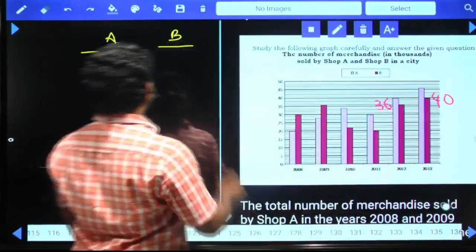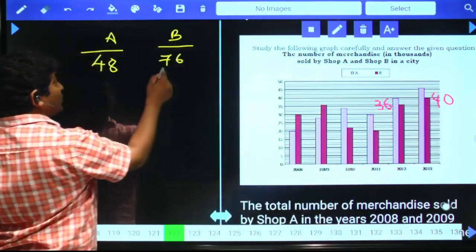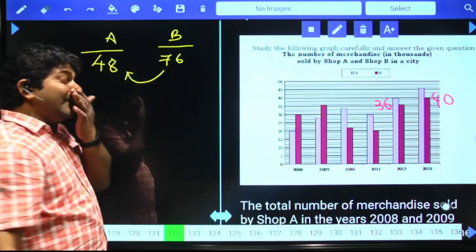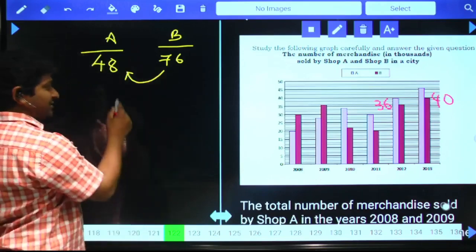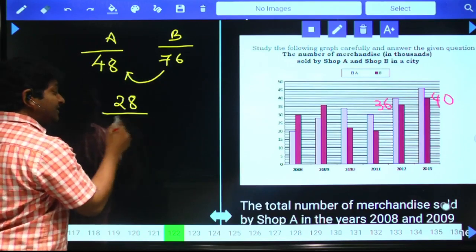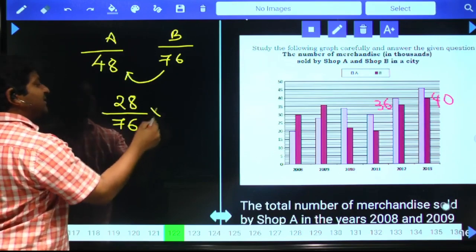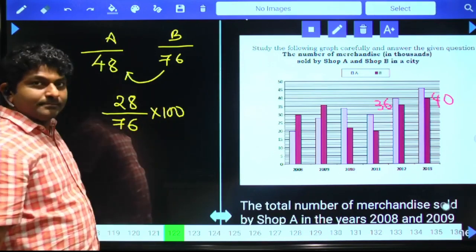36, 40, 76. Now your question is, what percentage less? 48 is how much less than 76? 28 less. From which number? 76. Percentage into 100.